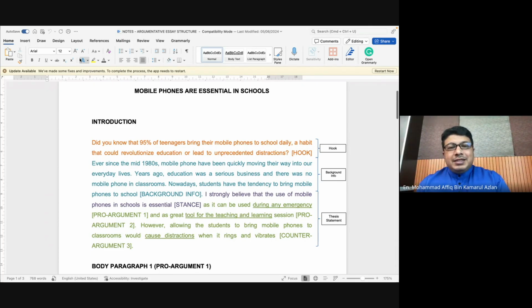So the first sentence is the hook sentence. It has to be interesting. How do you make it interesting? Use your own creativity. Can you get ChatGPT to help you? There are other platforms as well other than ChatGPT. Yes, you can.